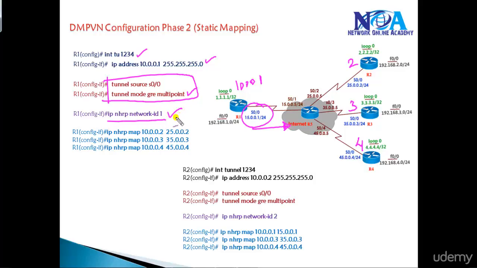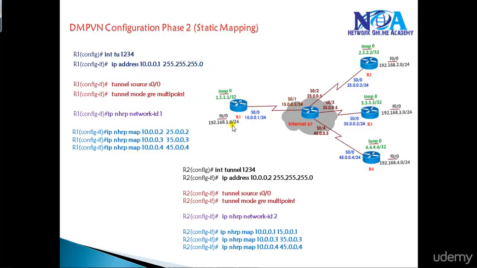After that we need to enable NHRP. Once you give this command, it's going to enable NHRP, and then we need to map the individual spokes if you are using static mappings. So 10.0.0.2 has to be mapped with its NBMA address, 10.0.0.3 has to be mapped with its NBMA address, and 10.0.0.4 has to be mapped with the NBMA address of router 4.